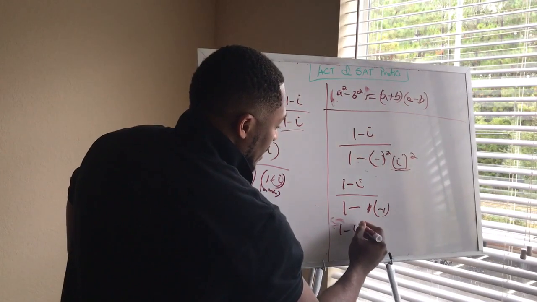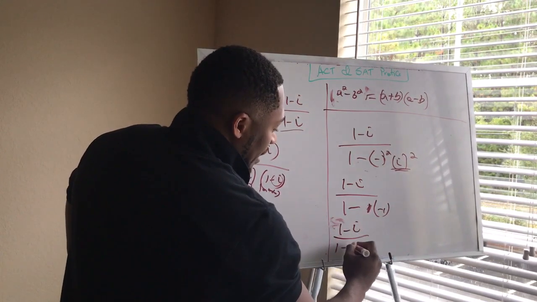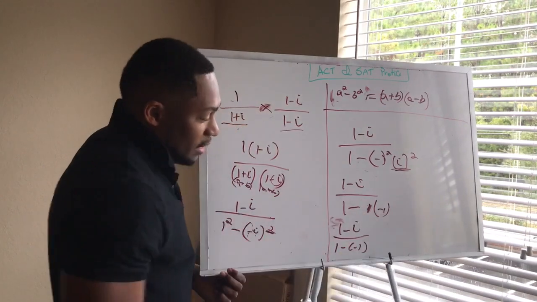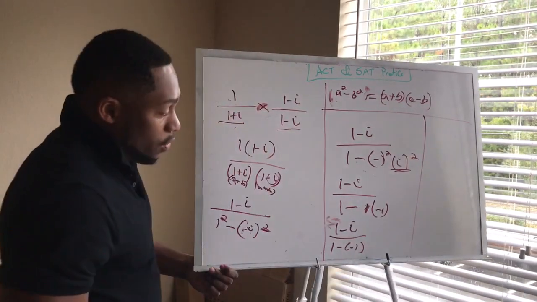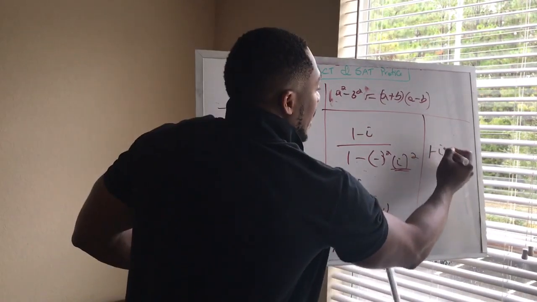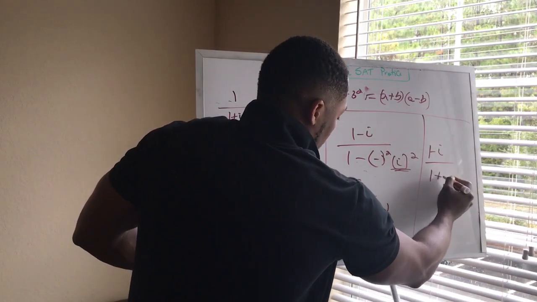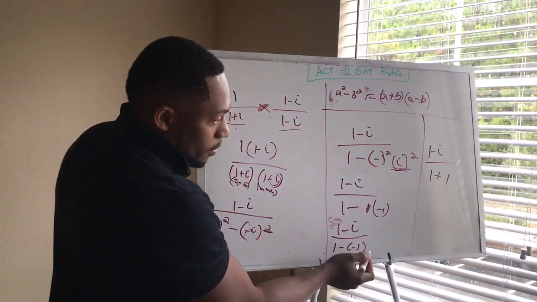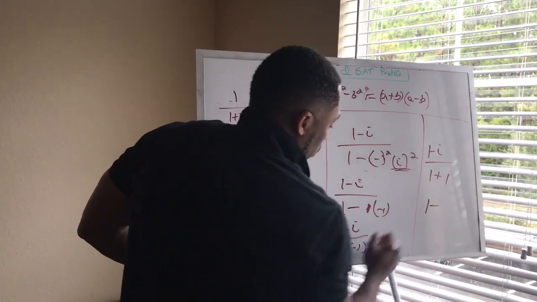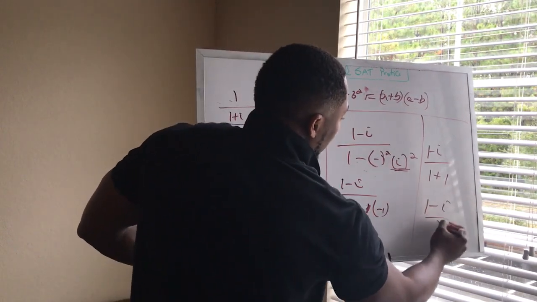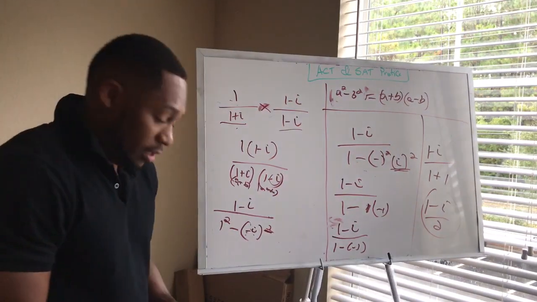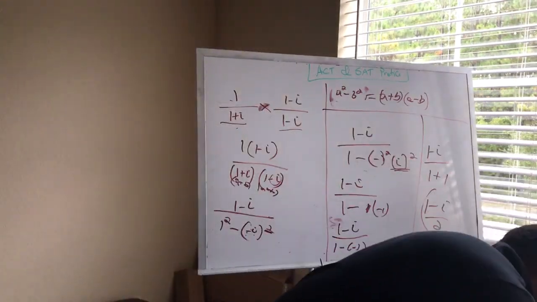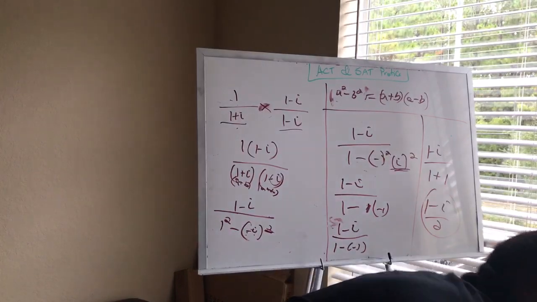So 1 minus i over 1 minus -1, because 1 times -1 is -1. So what do we end up with? We end up with 1 minus i divided by 1 plus 1, since minus -1 is plus 1. So 1 minus i divided by 2. And this is what they want us to solve. The answer choice on here looks like it's J. Let me show you. Looks like the answer choice is 1 minus i divided by 2, which you can see is J.